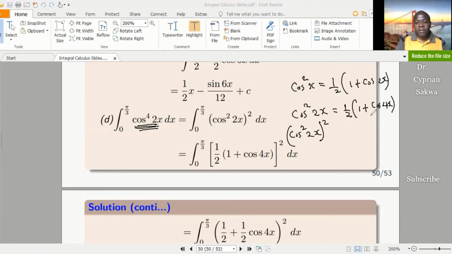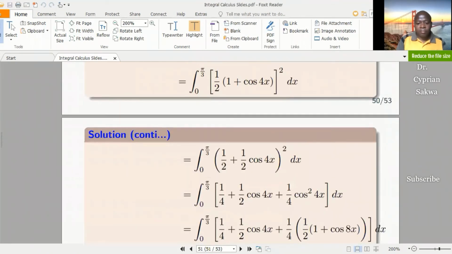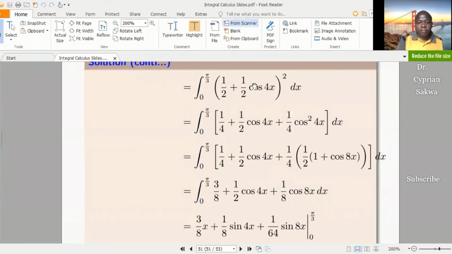That means I square it, so I must square a half plus a half cos 4x. I must square this. But that's what I did in this step. So squaring this is very easy. Just multiply it by itself. I have a half plus a half cos 4x multiplied by a half plus a half cos 4x.